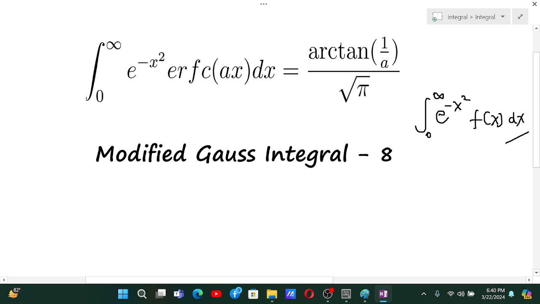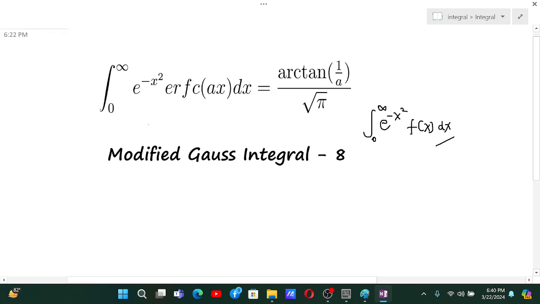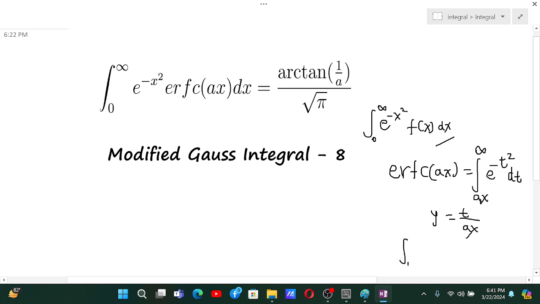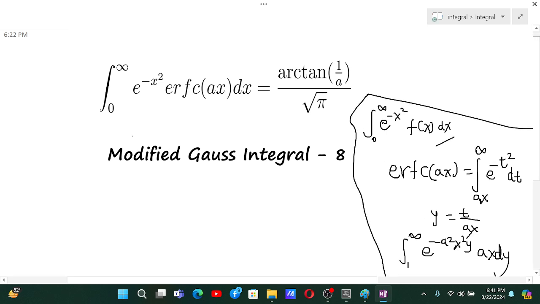We basically use the definition of the ORC function. Basically the ORC function is defined as, for ax, integral from ax to infinity of e to the power minus t square dt. Now if you want the limits to be numbers, you can basically divide t by ax. That gives us integral from 1 to infinity of e to the power minus a square x square y square, and then ax dy. And the second definition, this one we will use over here because that makes things simpler.